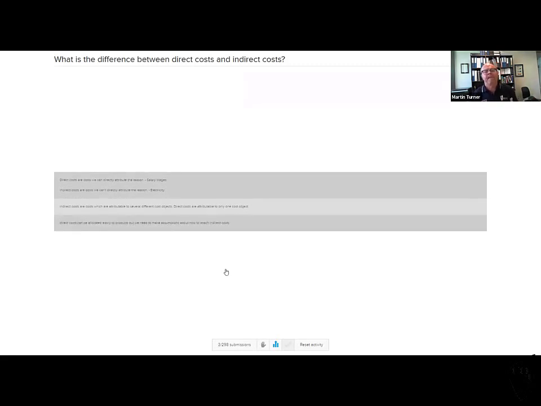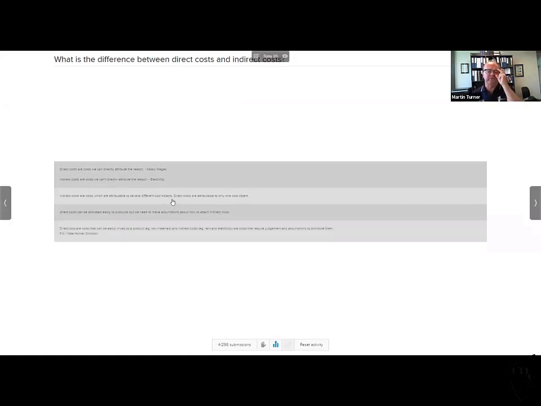But again, you can use salary, wages, and electricity as examples of each of the two, but you've got to remember that those items, salary and wages, could easily be indirect costs too, and in fact they are. And there's indirect wages too, and electricity could be directly connected to a product. Say we had a factory that only made one product, then all the electricity of that factory would be a direct cost of the product. We could directly connect it to that product. Indirect costs are costs which are attributable to several different cost objects. Direct costs are attributable to only one cost object.